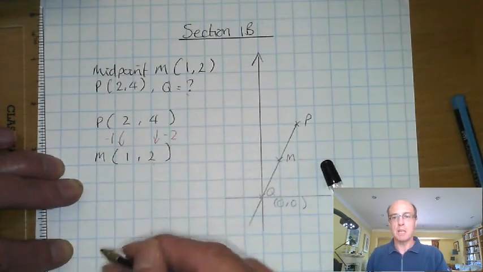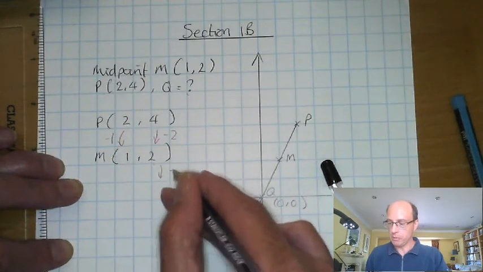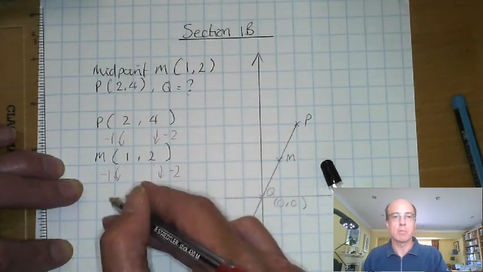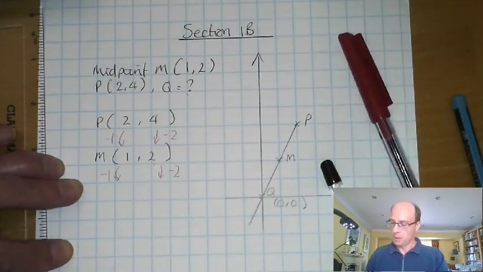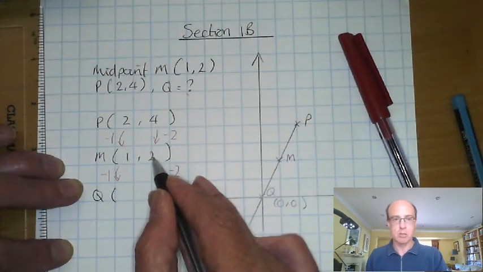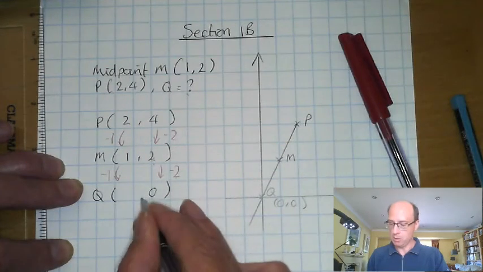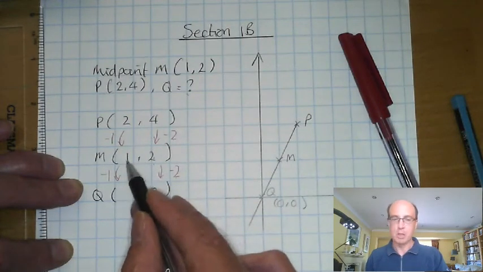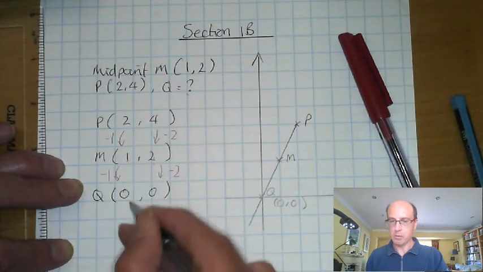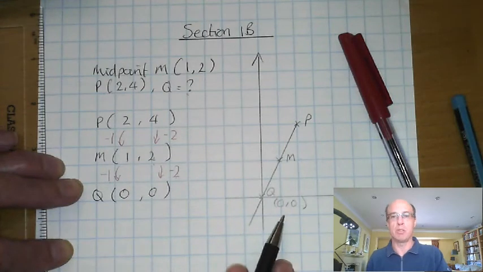So I know to get down to my point Q, I've got to go the same distance, so I'm going to need to take 2 off my y coordinate and 1 off my x coordinate. So my point Q is going to be at 2, take away 2, so my y coordinate is 0, and my x coordinate starting at 1, taking 1 away, and I'm left with 0. It's got the same value, 0, 0, as we got visually.